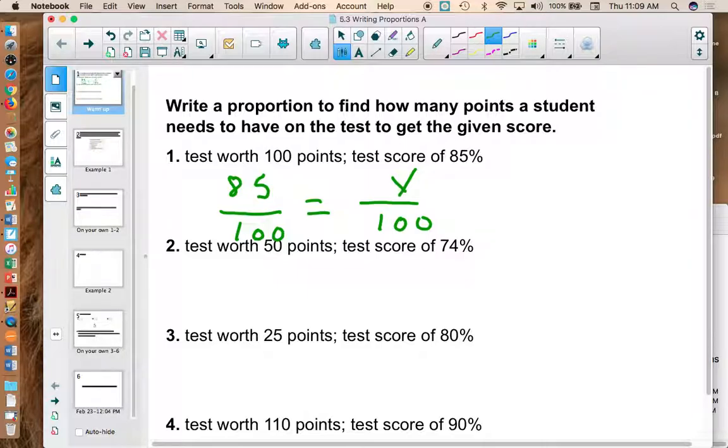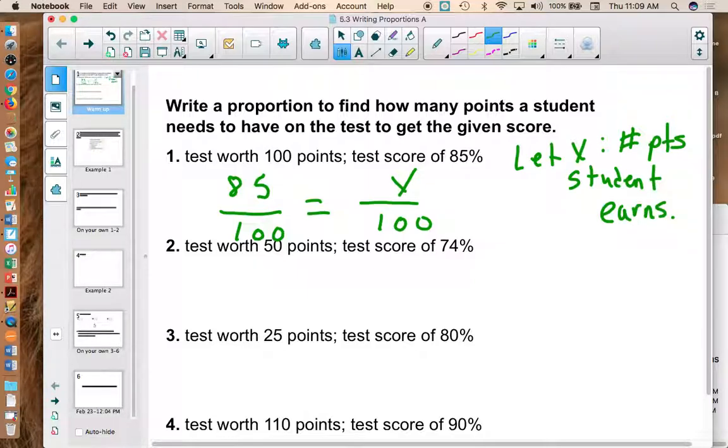Okay? With this statement, we are saying, let x equal the number of points the student earns. Knowing that, let x equal the number of points the student earns. Did it tell me to find out what that number was? It just says write a proportion. So I'm not solving for anything yet. I will, but not right now.